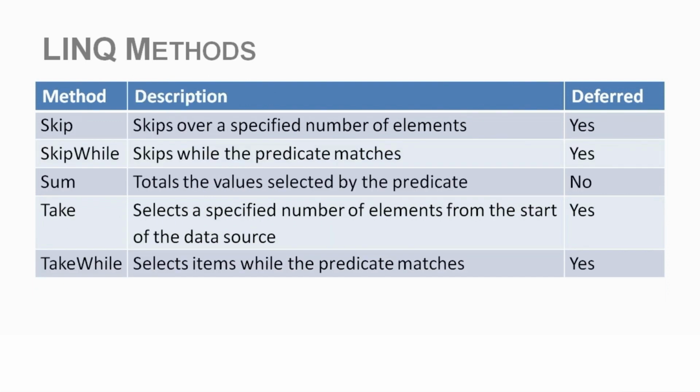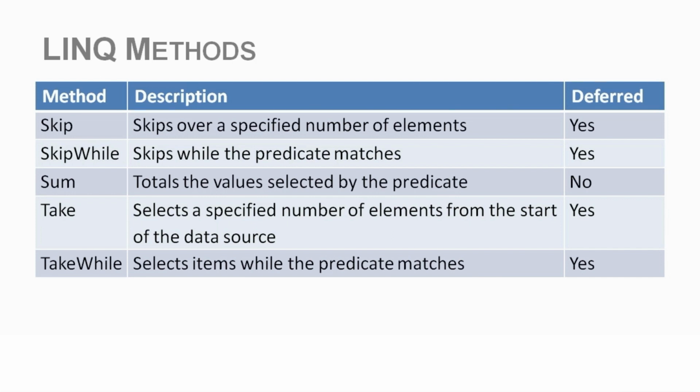We can also find our way in collections by using skips and takes. A skip will skip over a specified number of elements, and a take will take a specified number of elements from the start of the data. So take is a rough equivalent of a limit. If you just wanted the top 10 results, you could do a take.